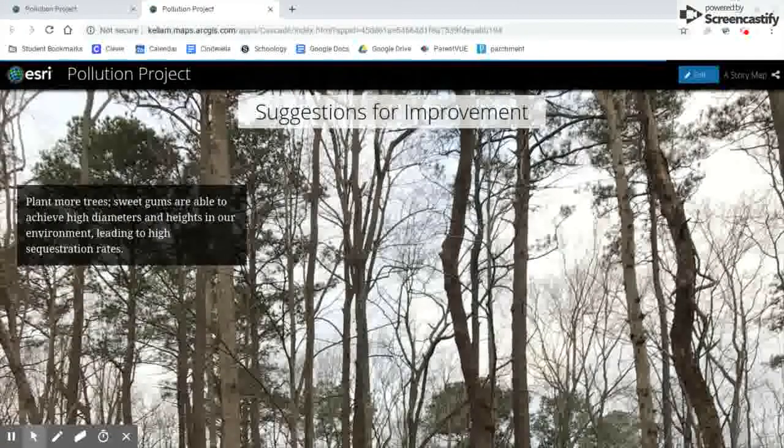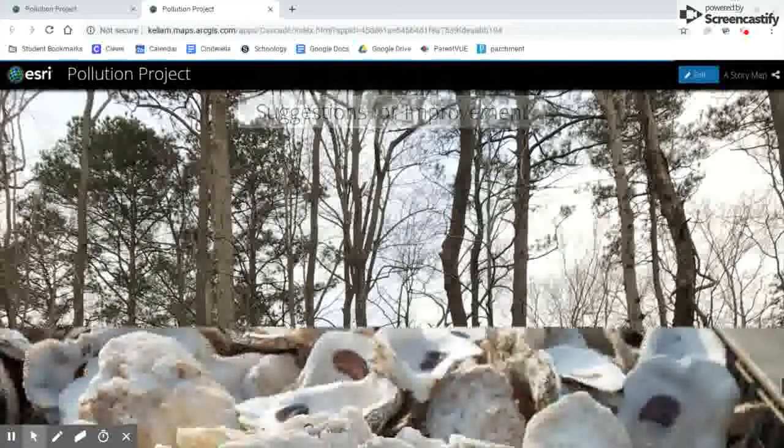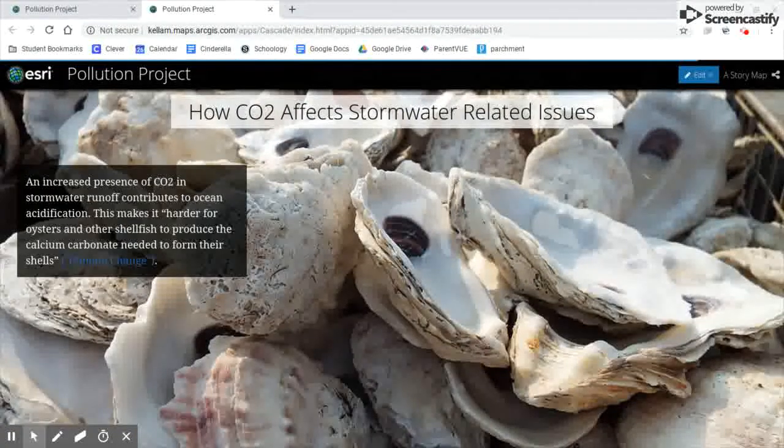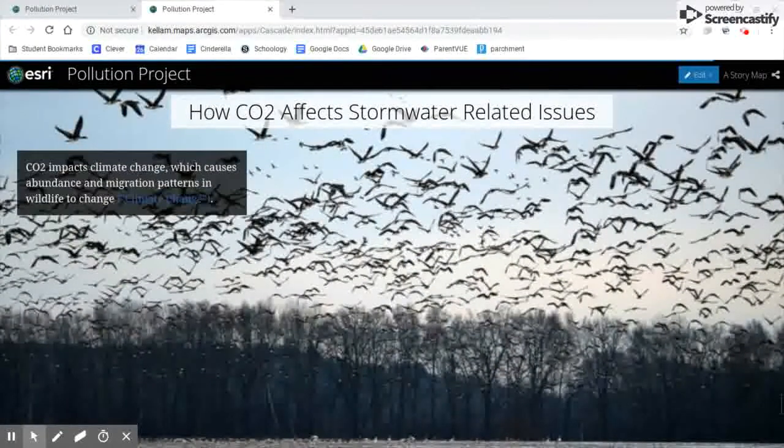To improve sequestration and limit CO2, we could plant more trees, especially sweet gums. CO2 in stormwater runoff goes into the ocean, which eventually leads to increased acidification. It also impacts climate change and migration patterns.